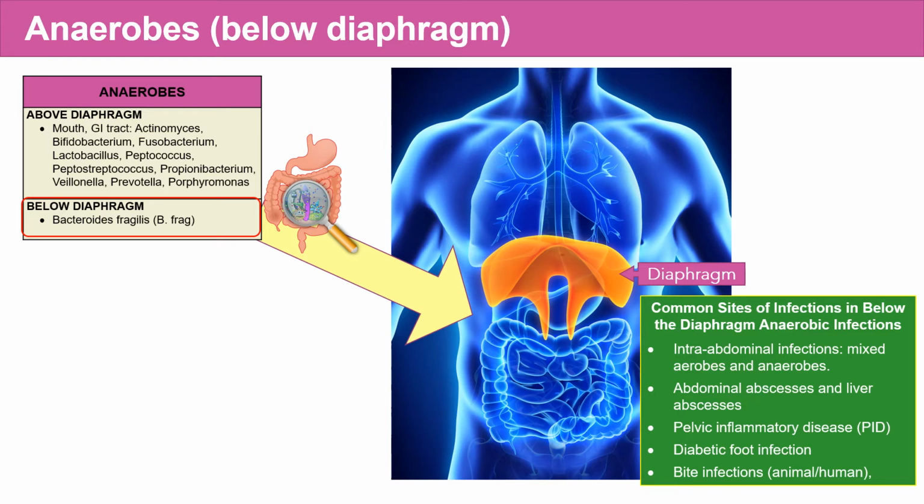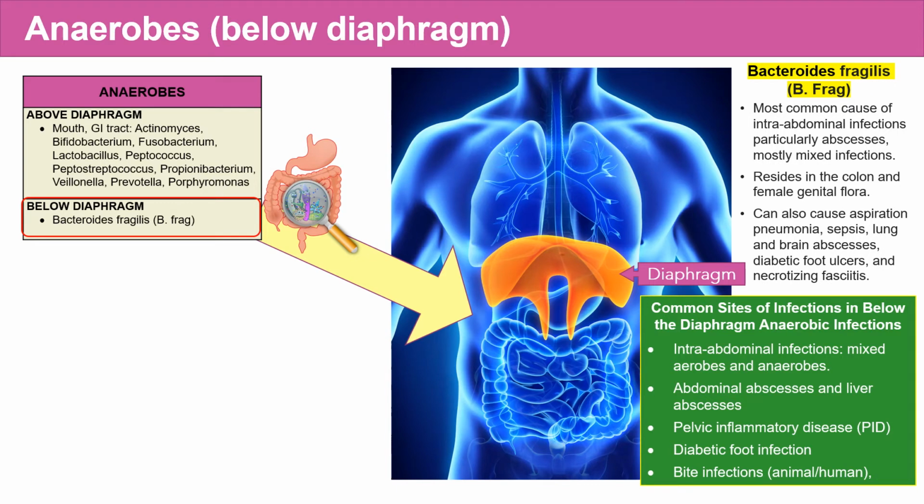Abdominal abscesses and liver abscesses can occur with these types of below the diaphragm anaerobes, and also other types of anaerobic infections like pelvic inflammatory disease, diabetic foot infection, or bite infections, either animal or human, can occur, and anaerobes can be involved with those types of infections.